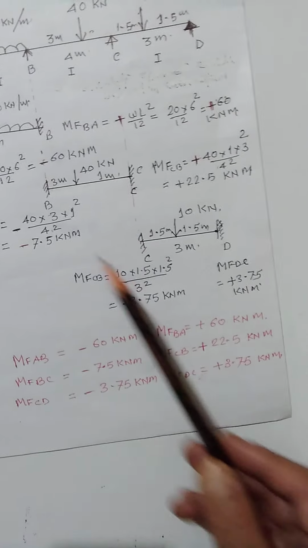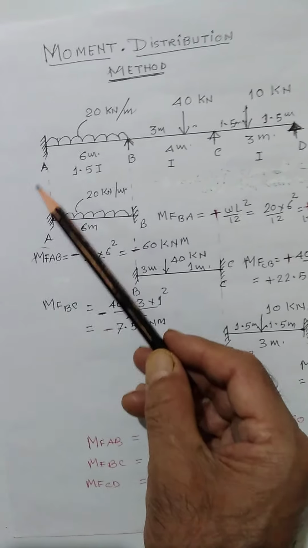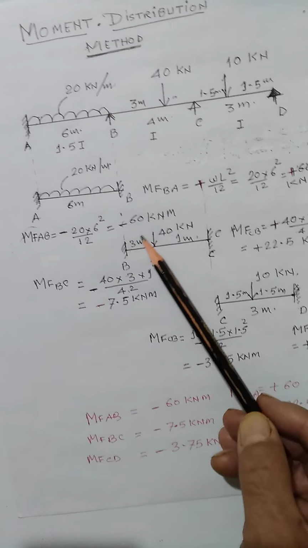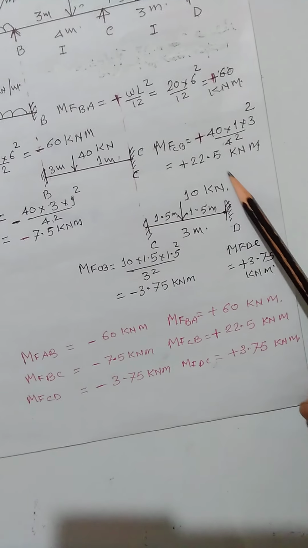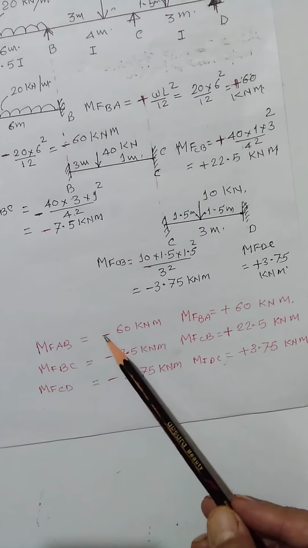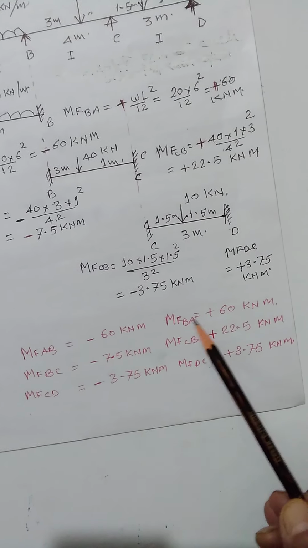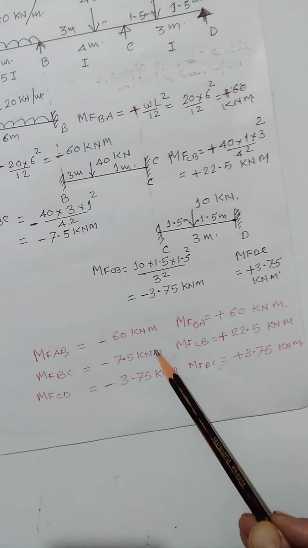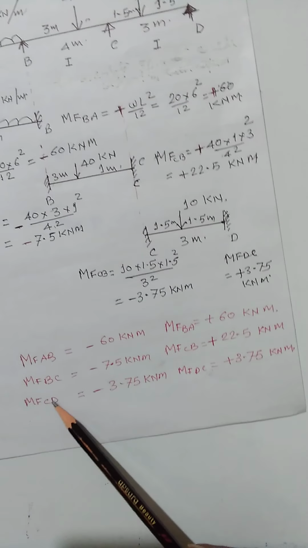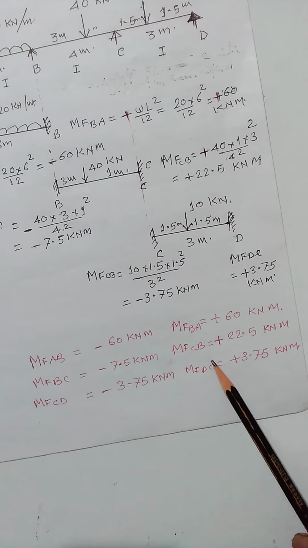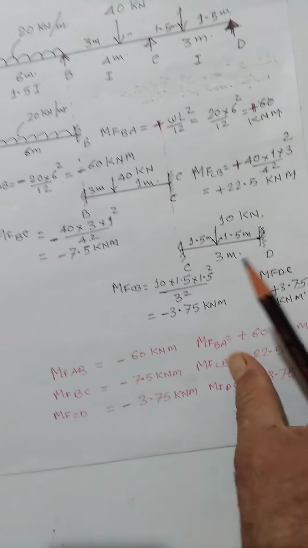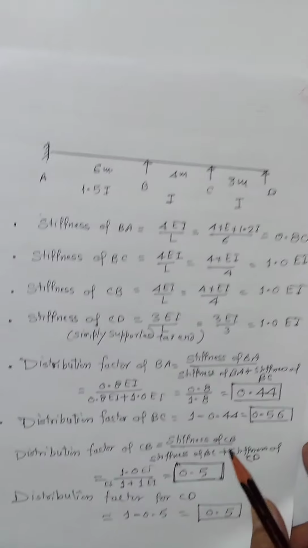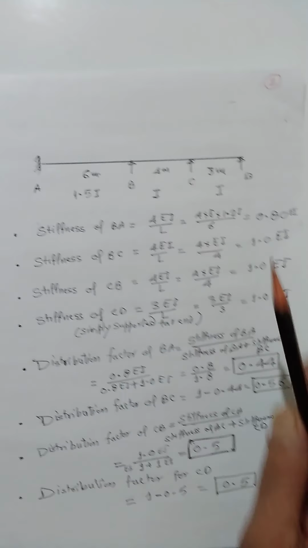These are the moments. Now you can see here, this is the negative bending moment, this is the positive bending moment, and so on for each span. AB negative, BA positive, BC negative, CB positive, CD negative and DC positive. Now, going to the next part, I have taken this beam over here like this.